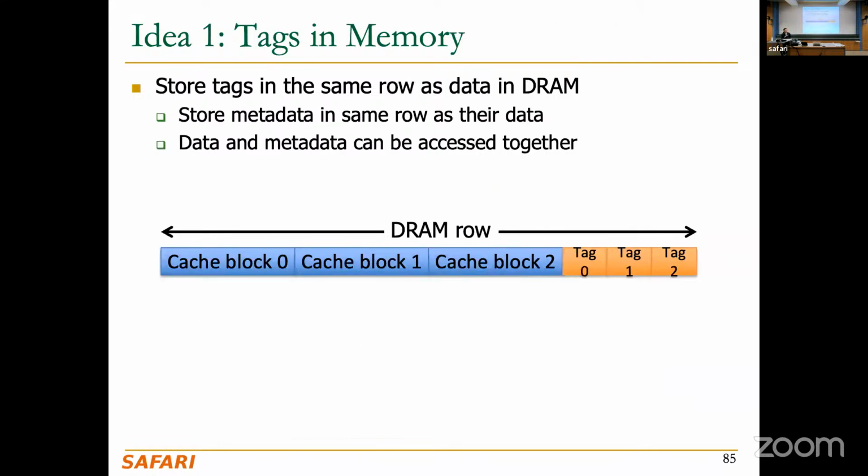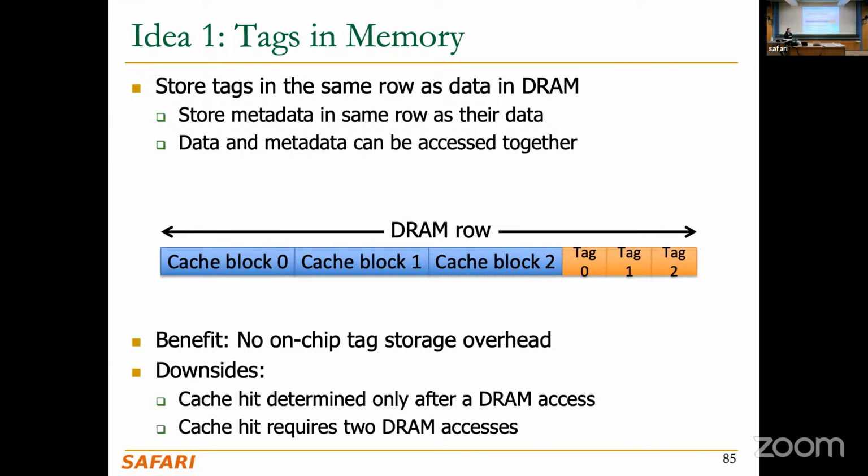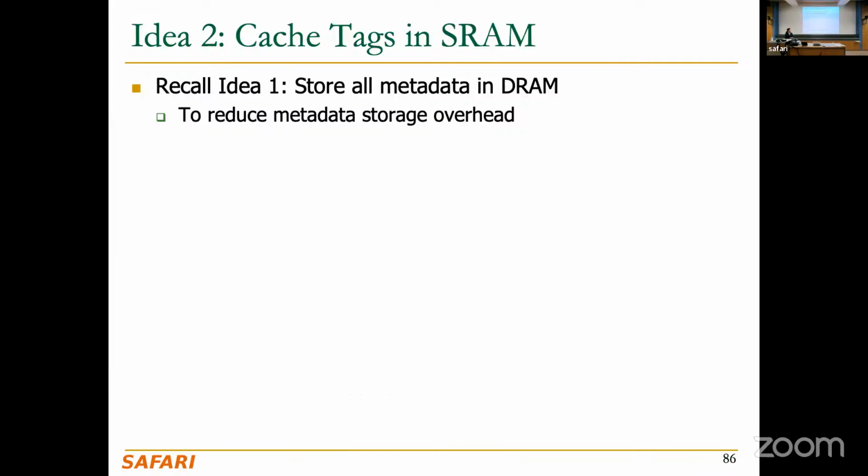But there's another solution, where we store the tag in the same row as the data in the DRAM, so that the data and metadata can be accessed together. It can reduce the tag storage overhead on chip. However, it causes some downsides. For example, the cache hit is determined only after the DRAM access, and a cache hit requires 2 DRAM accesses.